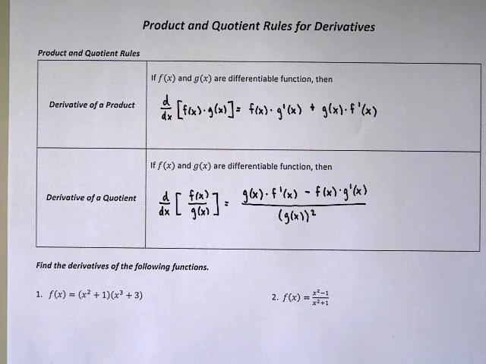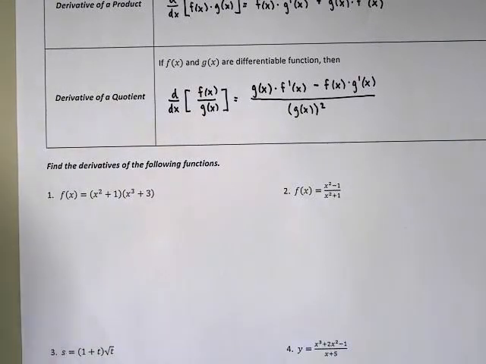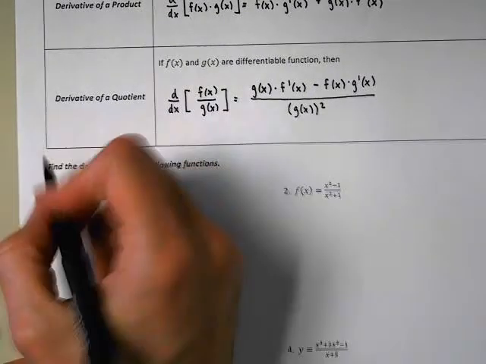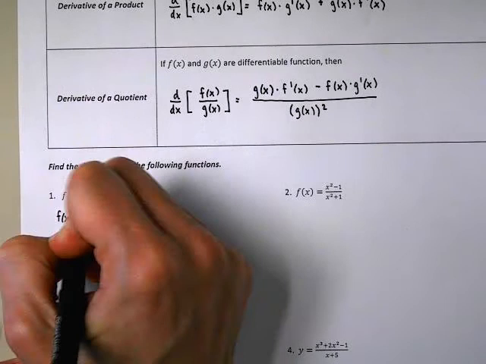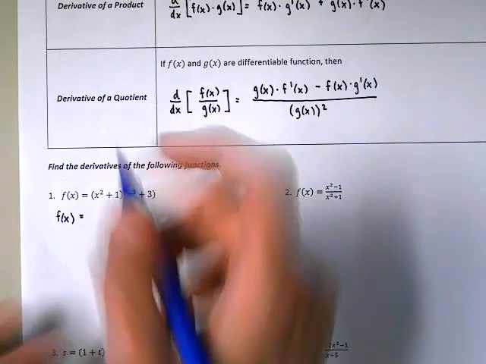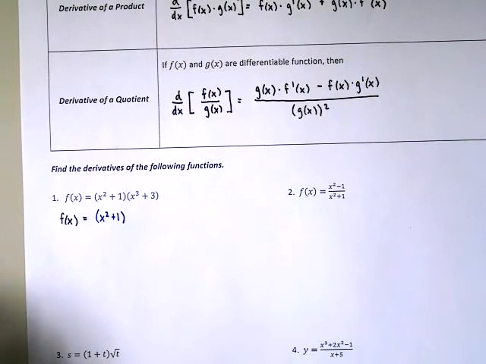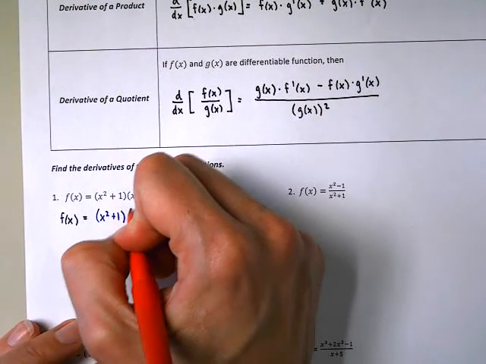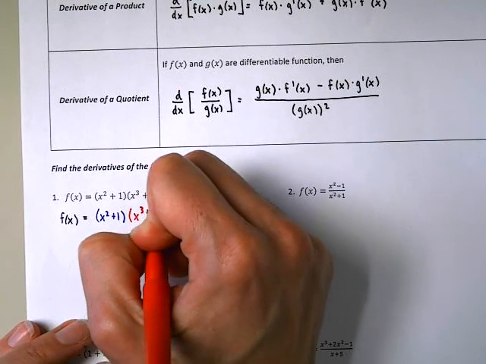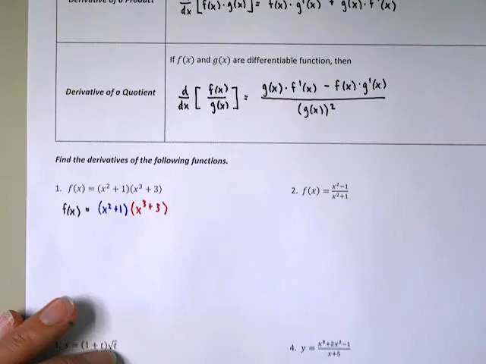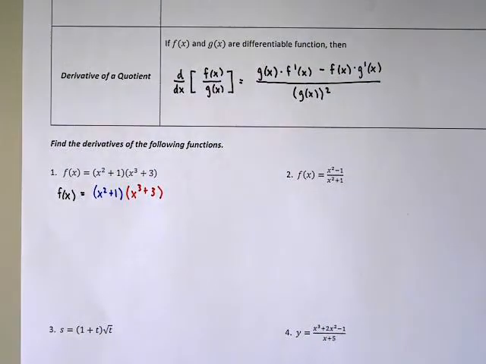So let's see what this means for us in terms of actually finding these derivatives. It'd probably be helpful to use some color. So let's say I have f of x, and I've got the product here of x squared plus 1 times, I'm going to use red so it stands out a little more, x cubed plus 3. All I've done there is rewrite it so I don't have any derivative notation.